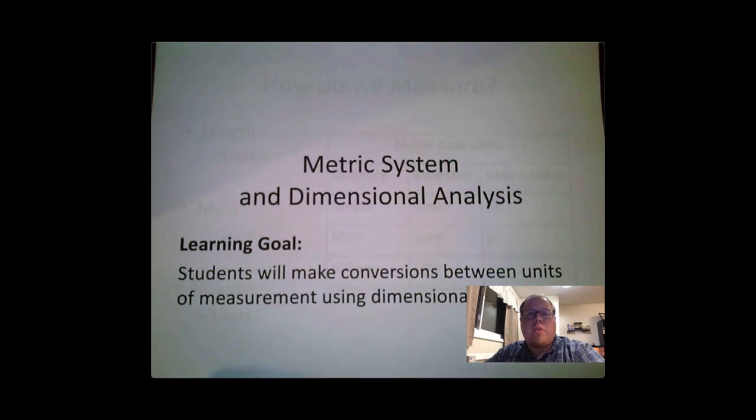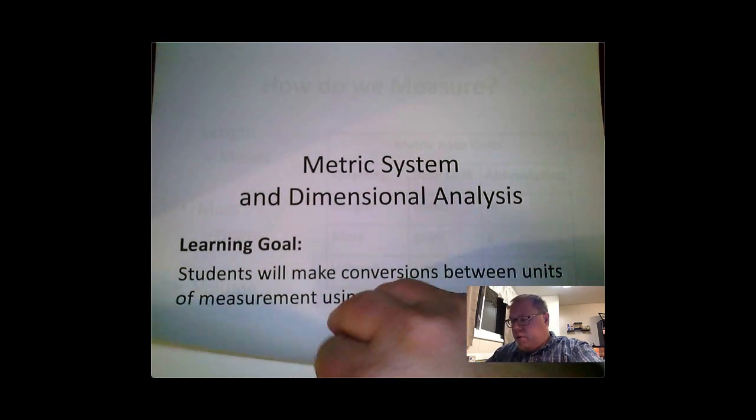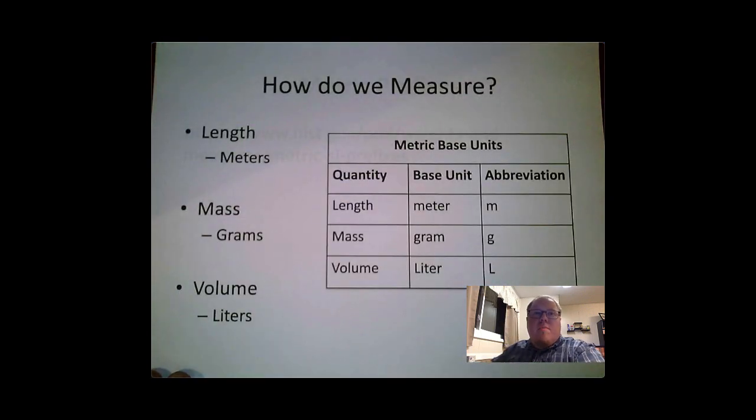Okay, so today I'm going to talk to you guys about the metric system and how to do something called dimensional analysis. So I'm kind of going old school here with a piece of paper, but go ahead and follow along here. So how do we measure things?